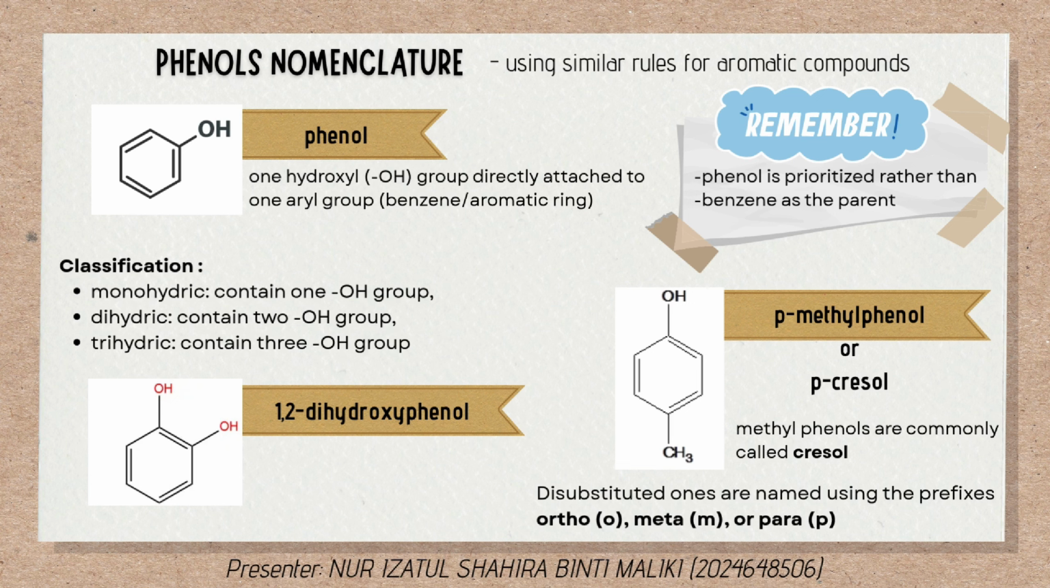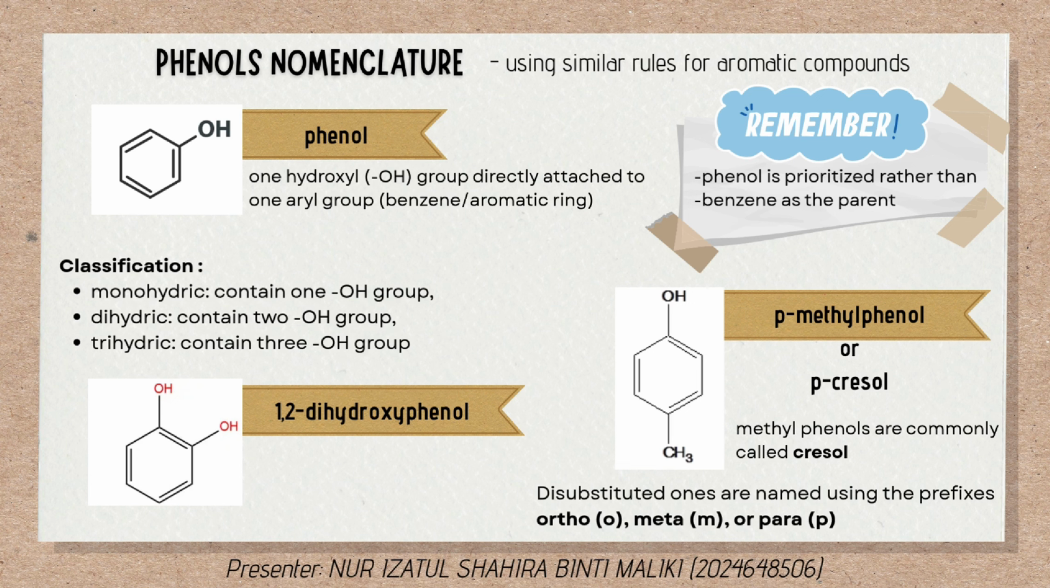So to name it correctly, first we need to write down the parent name, which is phenol. Next, we need to indicate the position of the substituents on the benzene ring, which are the two hydroxy groups attached at carbon number 1 and number 2. So the full name comes out as 1,2-dihydroxyphenol.